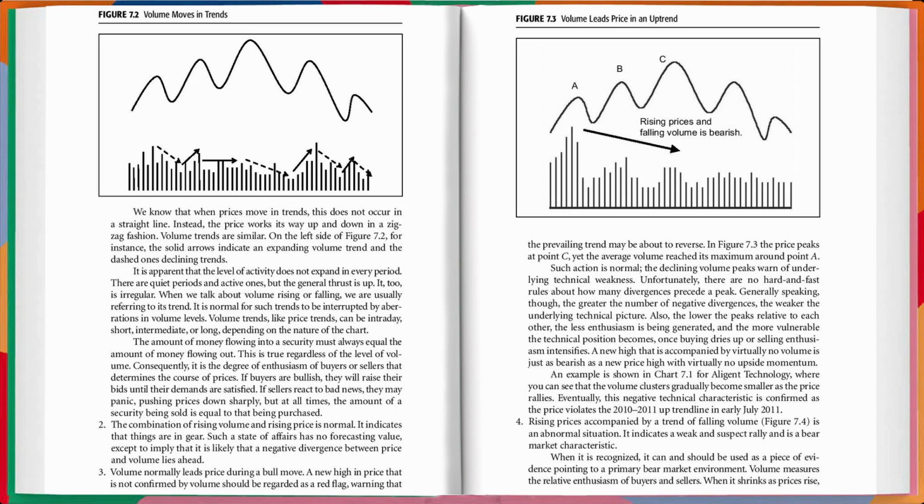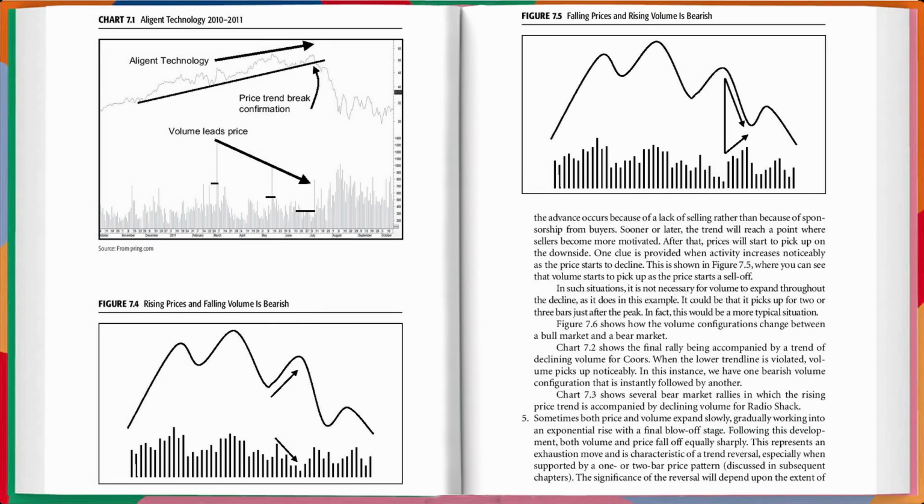4. Rising prices accompanied by a trend of falling volume, Figure 7.4, is an abnormal situation. It indicates a weak and suspect rally and is a bear market characteristic. When it is recognized, it can and should be used as a piece of evidence pointing to a primary bear market environment. Volume, a circumflex, measures the relative enthusiasm of buyers and sellers. When it shrinks as prices rise, the advance occurs because of a lack of selling rather than because of sponsorship from buyers. Sooner or later, the trend will reach a point where sellers become more motivated. After that, prices will start to pick up on the downside.